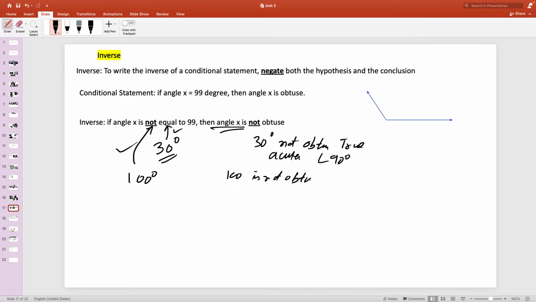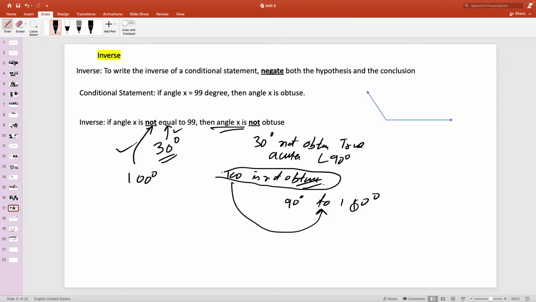Is this true? Now, what is the definition of obtuse angle? Something that's between 90 degrees to 180 degrees. Definitely 100 degrees falls between 90 degrees to 180 degrees. So the statement that 100 degree angle is not obtuse is false. So basically this inverse condition situation is false.